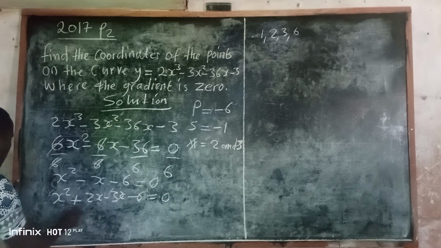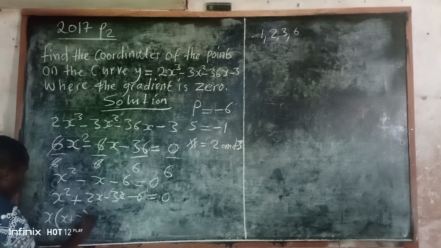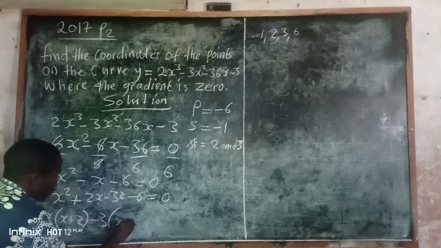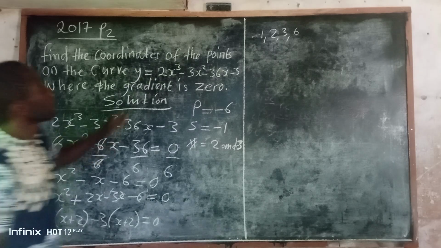So here the common factor between these is x. So inside there we have x plus 2. Then minus, the common factor is 3. So we have x plus 2. Then equals what? 0. Okay? Equals 0.